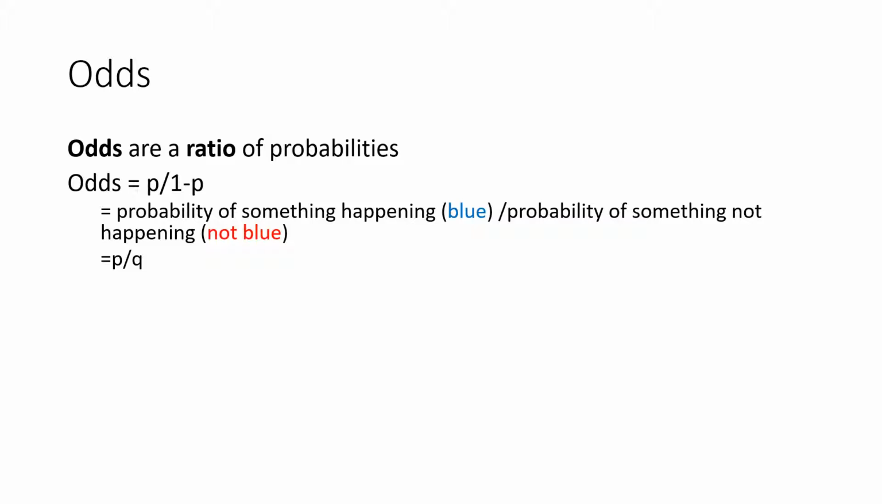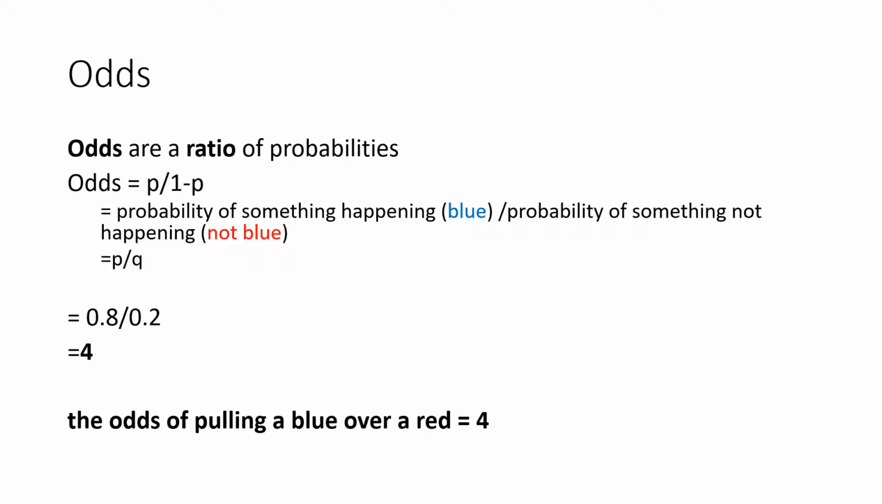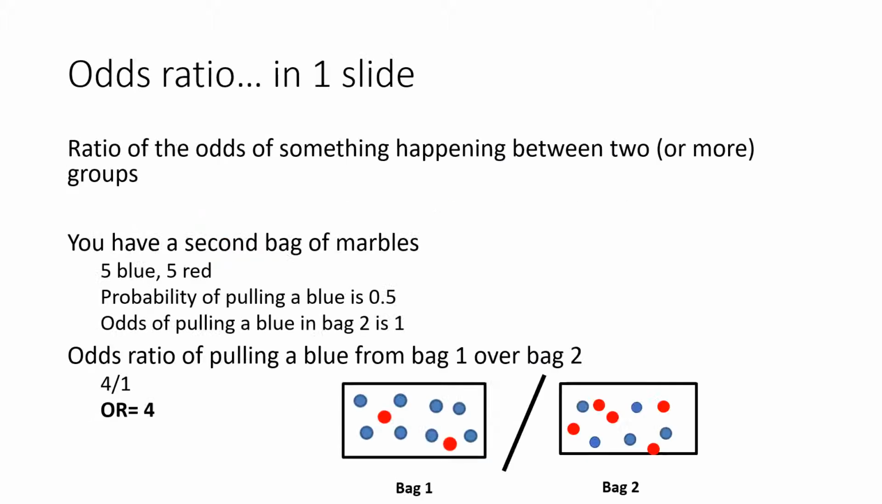So what are the odds? The odds are a ratio of probabilities. And in terms of equation, it is P divided by 1 minus P, or P divided by Q. And in this situation, it means the probability of something happening, which is blue, divided by the probability of something not happening, not blue. So the odds of pulling a blue in our marble experiment, 0.8 divided by 0.2, 4. So the odds of pulling a blue over a red are 4.